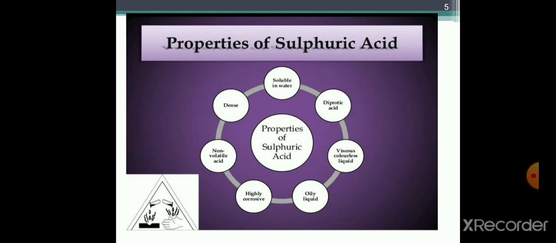Again, it is an oily liquid, and one important property is that it is highly corrosive. On the left hand side, this sign indicates that it is a corrosive liquid. It is a non-volatile acid. Non-volatile means it does not get evaporated. It is also a dense liquid. These are the different physical properties of sulfuric acid.